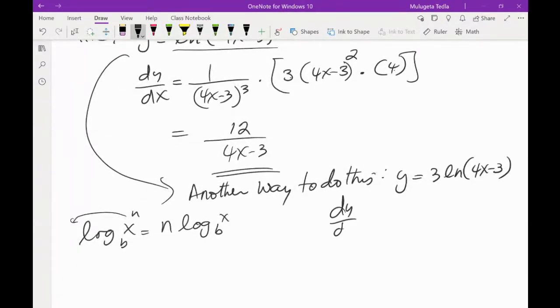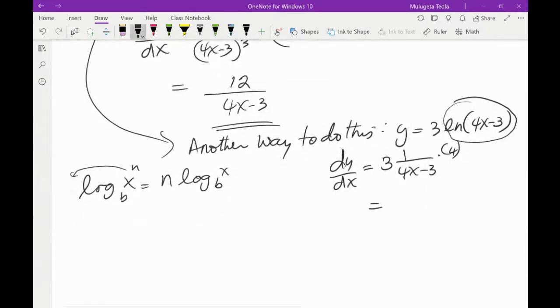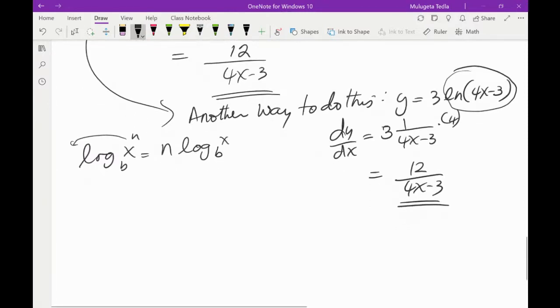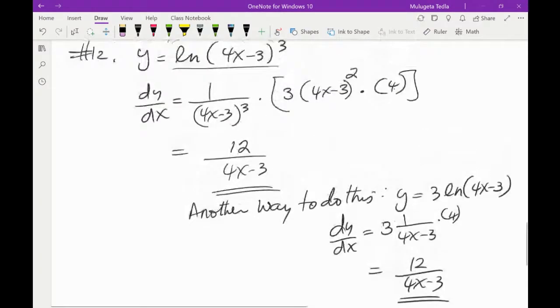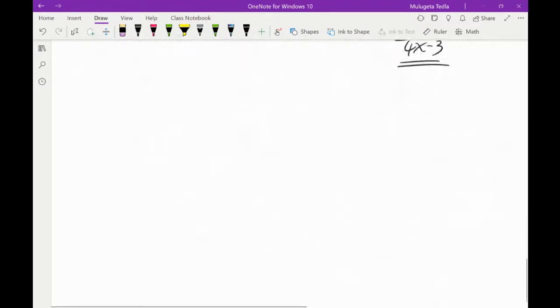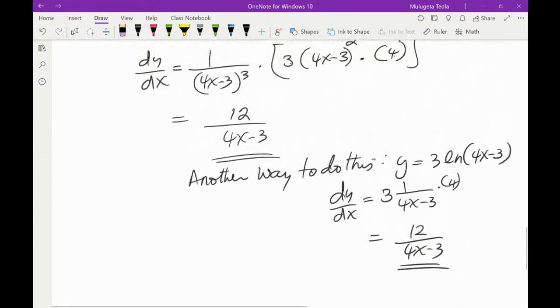Then dy by dx would be simply 3 times the derivative of that. The derivative of that is 1 over the input times the derivative of the input, which is 4. Which is 3 times 4 is 12 over 4x minus 3. The same result we get. You know, if you don't want to use the property of the logarithm at the beginning and then do the derivative, you can do it directly the way we did it the first time.